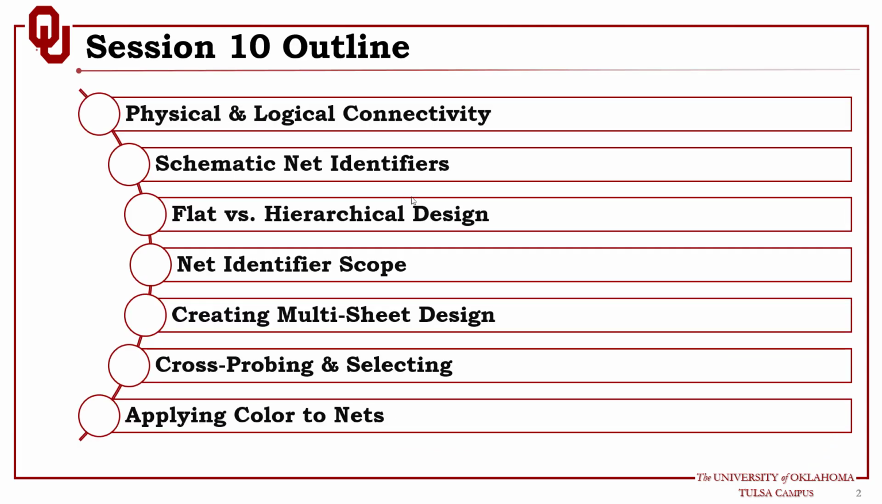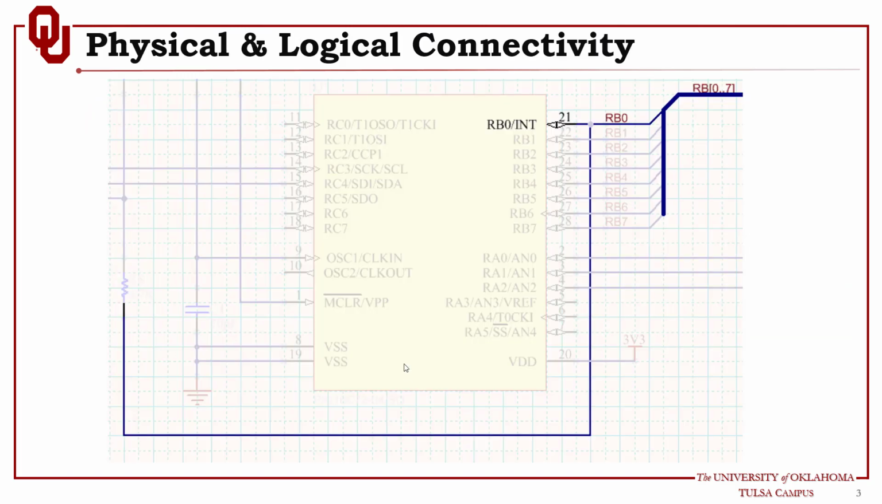In today's session, we will go over some important topics to create a professional, quite complex design in Altium Designer, especially when it comes to flat, hierarchical, and multi-sheet design. In addition, we will look into different tools and different types of net classes, and also cross-probing and cross-selecting. So, starting with two important definitions in Altium Designer: a physical connection and a logical connection.